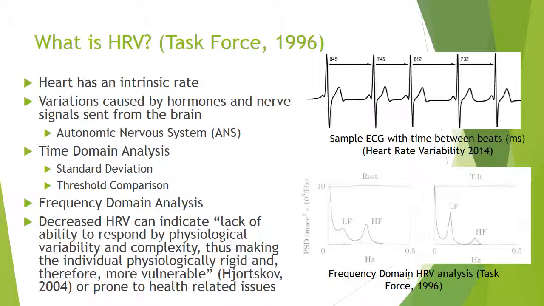Spectral analysis has the advantage of being able to separate the influences to those which slow down the heart, which show up as high-frequency components, and the influences which speed up the heart as lower-frequency components. Decreased HRV can indicate a lack of ability to respond to physiological variability and complexity, thus making the individual physiologically rigid and therefore more vulnerable or prone to health-related issues.